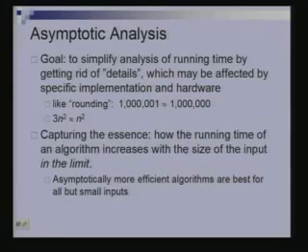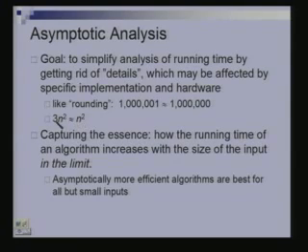Okay, so asymptotic analysis is the kind of thing that we've been doing so far when I said n squared and n. The goal of this is really to analyze the running time while getting rid of superficial details. We would like to say that an algorithm which has a running time of some constant times n squared is the same as an algorithm which has a running time of some other constant times n squared.